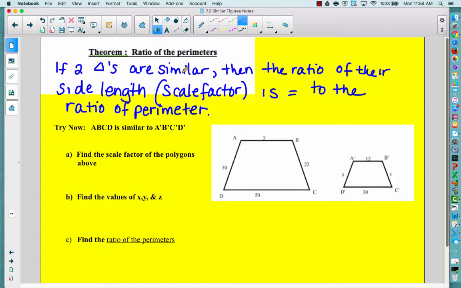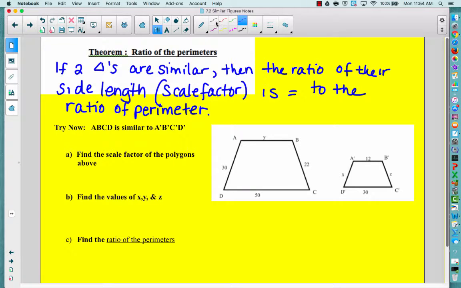So let's try it again. What I'm going to ask you to do is I want you to try it now. I want you to find the scale factor on the next page of A, B, C, D, and A prime, B prime, C prime, D prime. Find the values of X and Y and find the ratio of the perimeters. So I want you to press pause, try it and come back and I will put the answers up for you, okay?